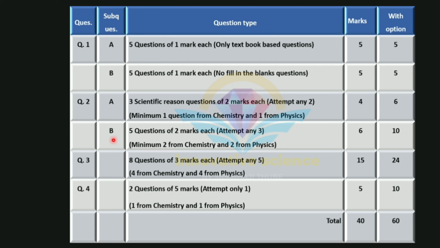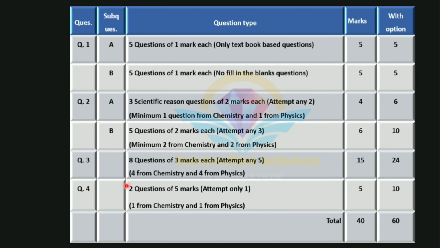Question number 2B is of 5 questions. You have to solve any 3 questions. Each question contains 2 marks. With optional questions, total 10 marks.